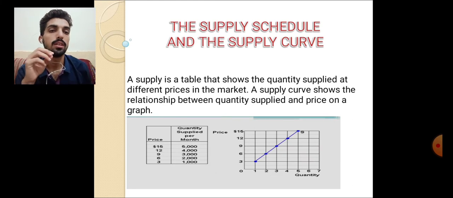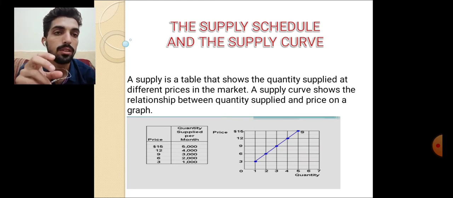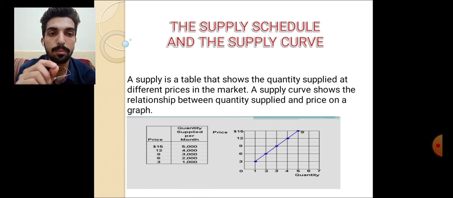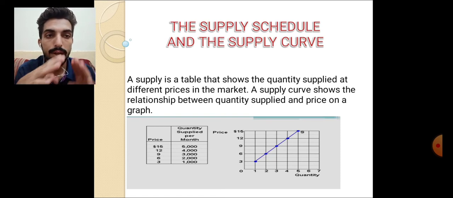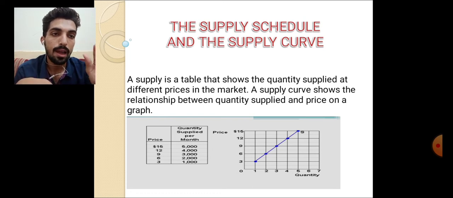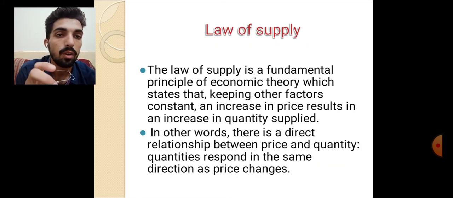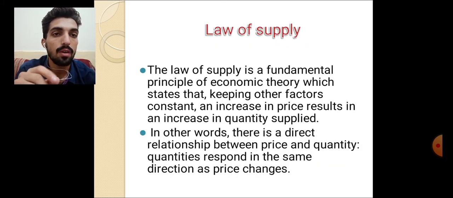Now we go on the supply schedule and the supply curve. A supply schedule is a table that shows the quantity supplied at different prices in the market. A supply curve shows the relationship between quantity supplied and price on a graph. Now, going on to the law of supply.